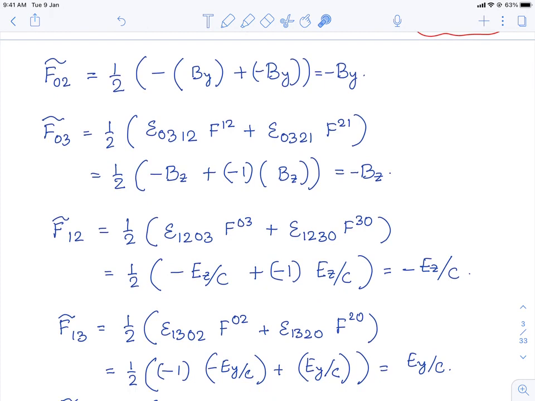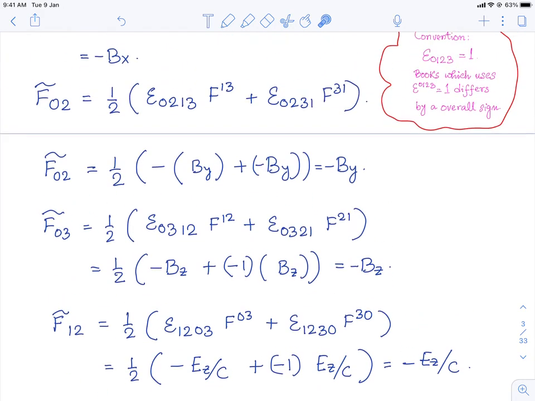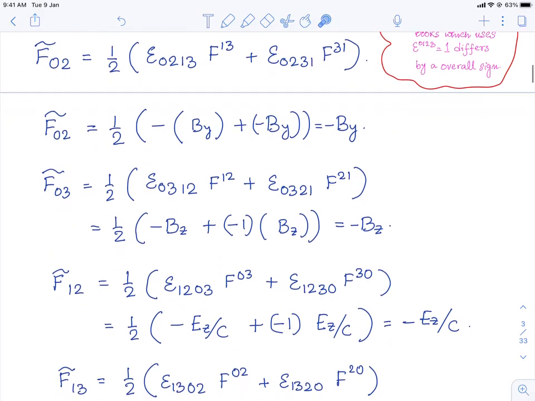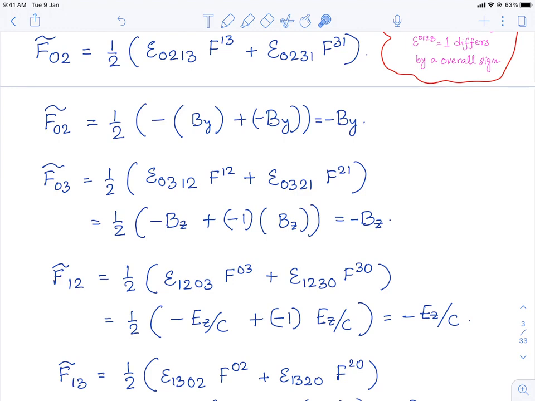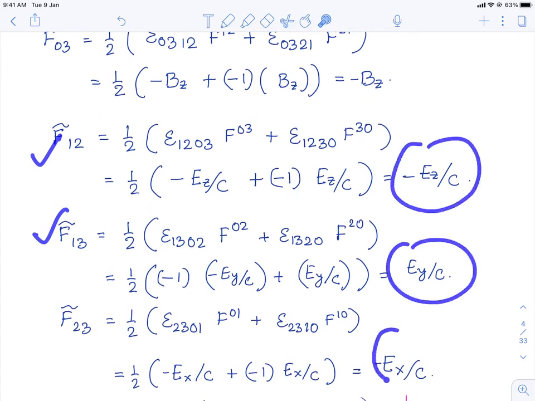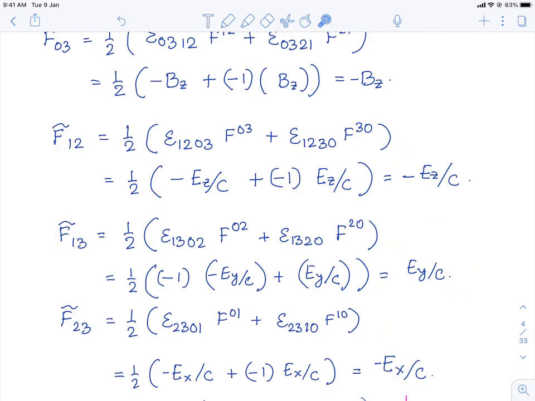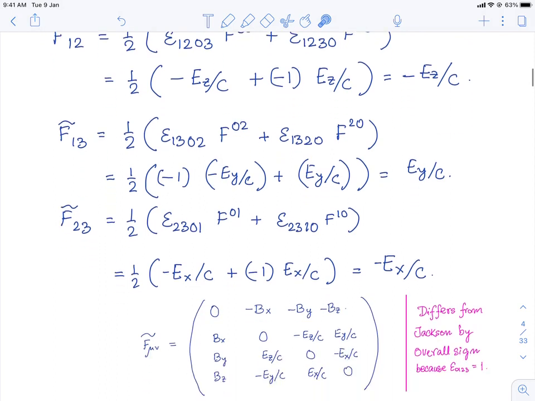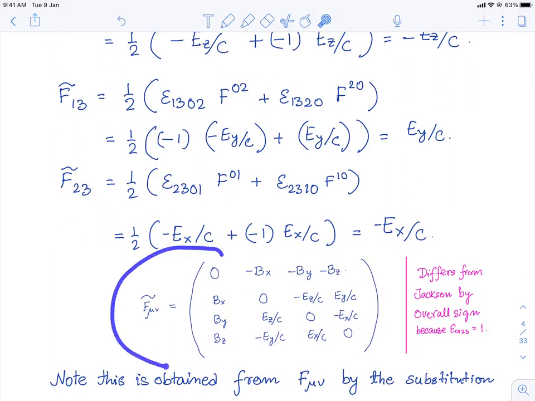As we see here, the 0,1, 0,2 and 0,3 components of F tilde are given by the magnetic fields. Whereas the spatial components, the ij components, F12, F13 and F23, are given by the electric fields. So a flip happens between the electric and magnetic field as far as F and F tilde are concerned. This is the F tilde in the matrix form.